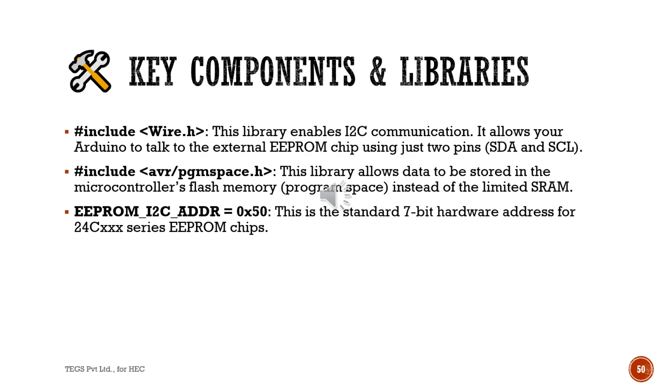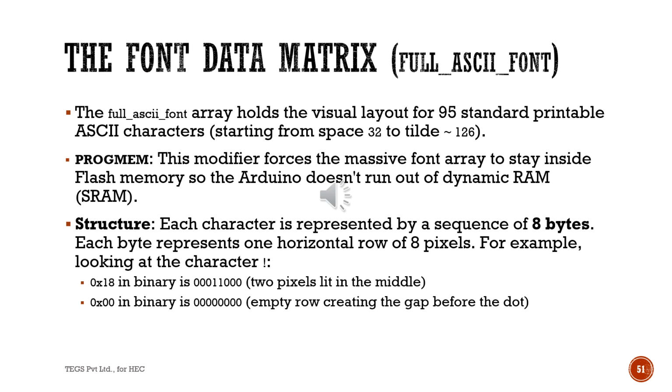Key components and libraries. The wire.h and pgmspace.h are the libraries used for writing into the EEPROM. The EEPROM I2C address is set to 50 hex. The font data matrix. The full ASCII font array holds the visual layout for 96 standard printable ASCII characters starting from space, address 32, to tilde, address number 126.